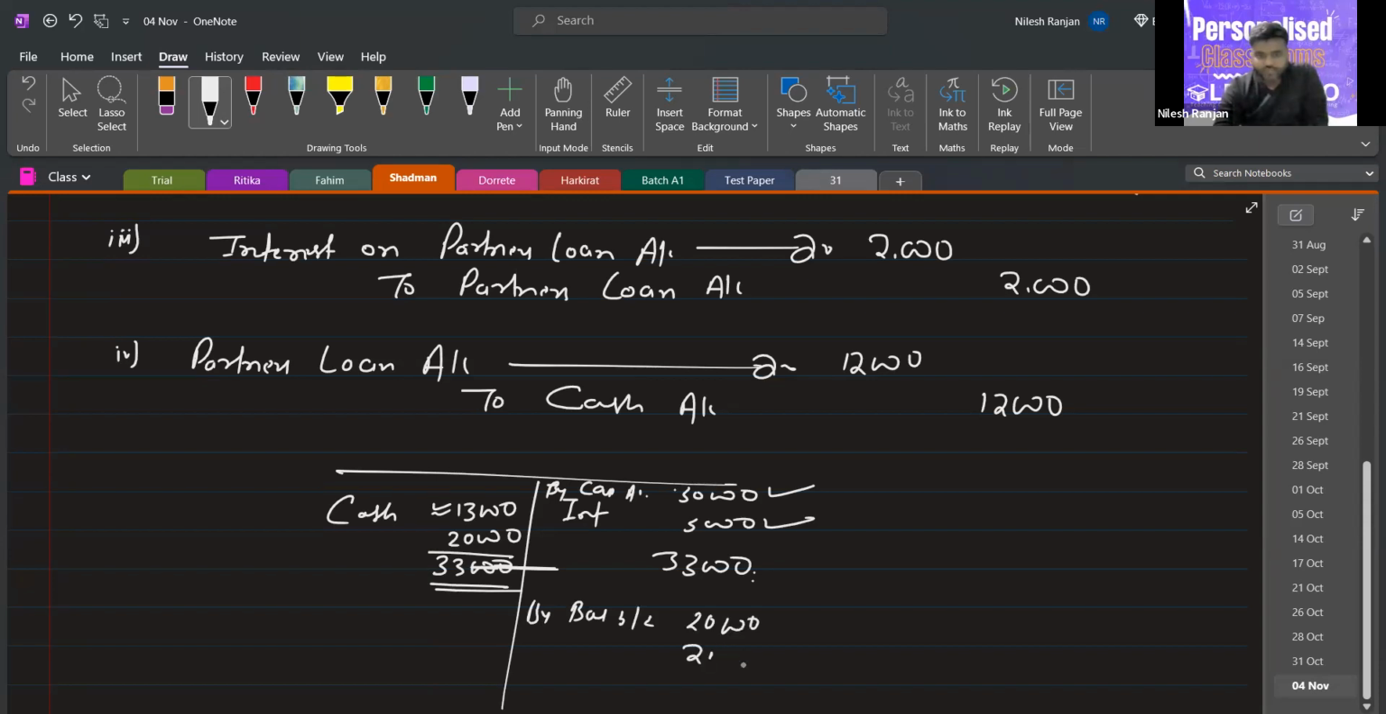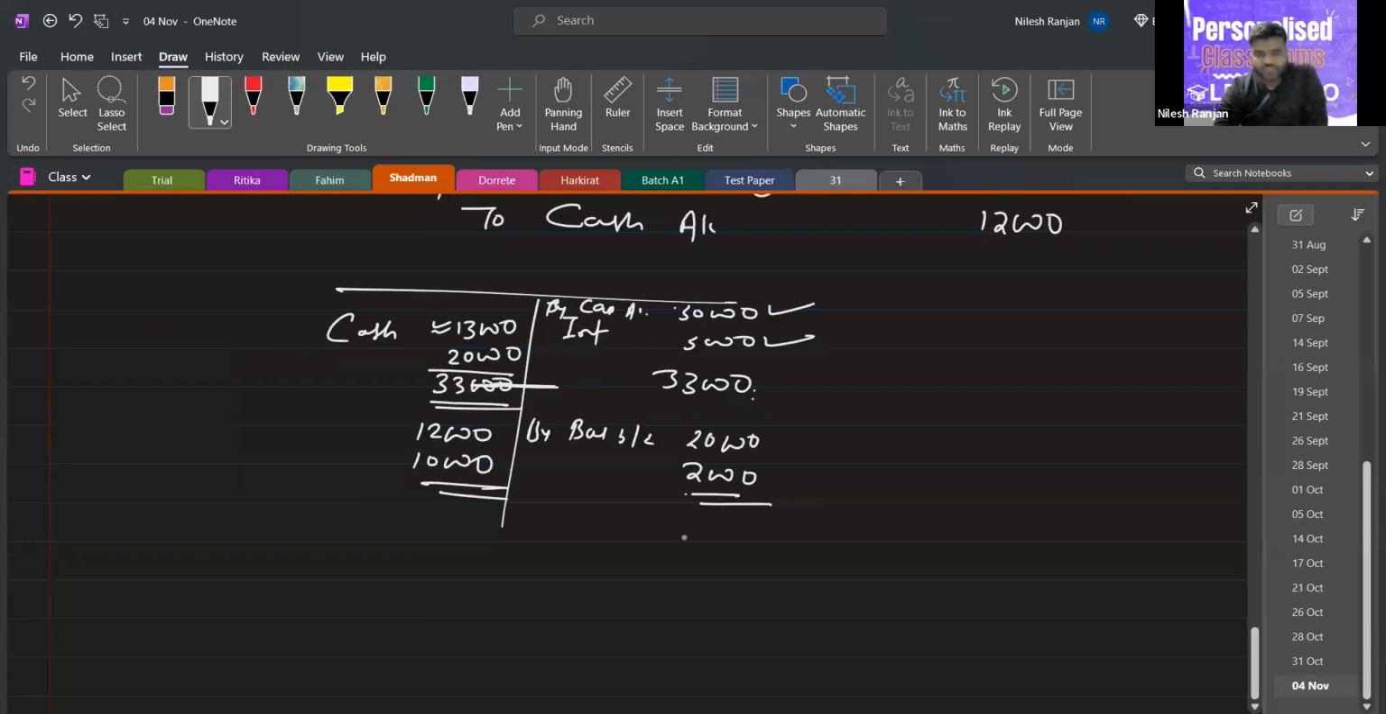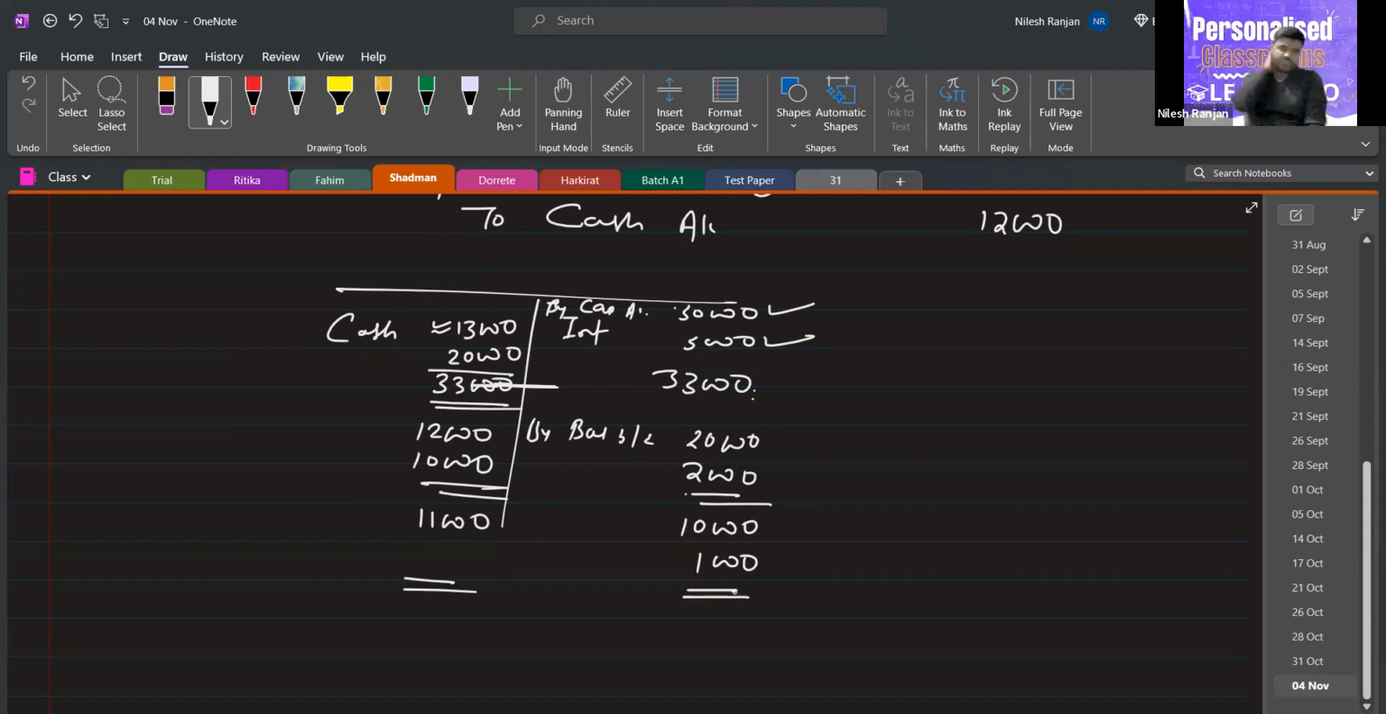Again, in the second year, there will be 2,000 interest and 12,000 payment. So the balance will be 10,000. And in the third year, the balance will be 10,000 plus 1,000 and the payment will be 11,000. So the balance is nil. This is how we will prepare the loan account. I will solve a question for this, but before that, you have to try a question.